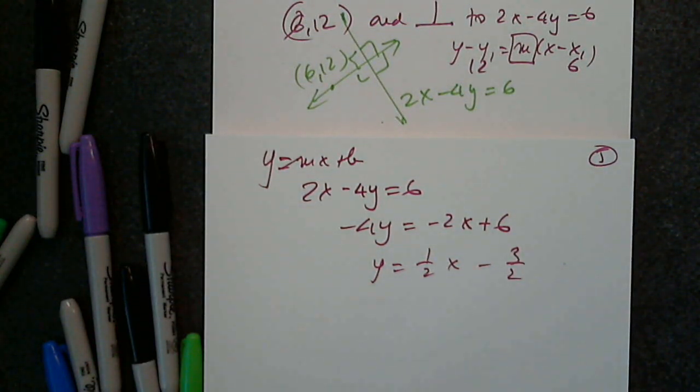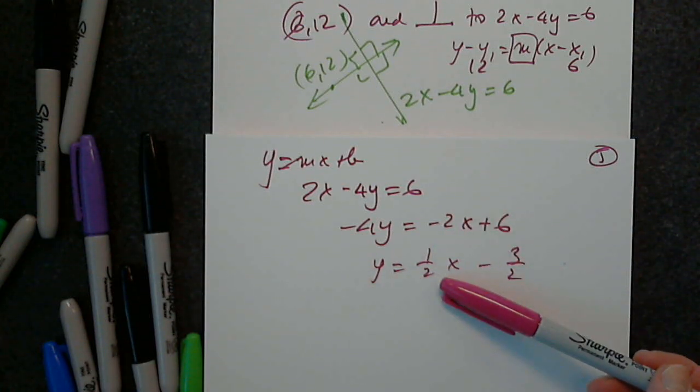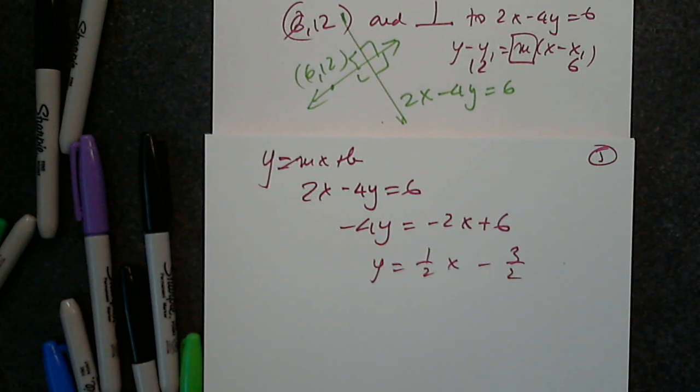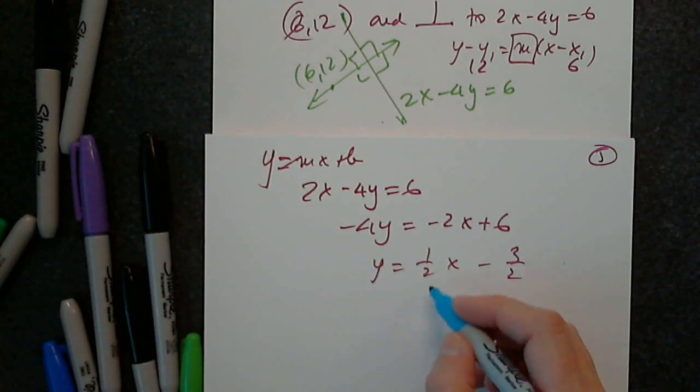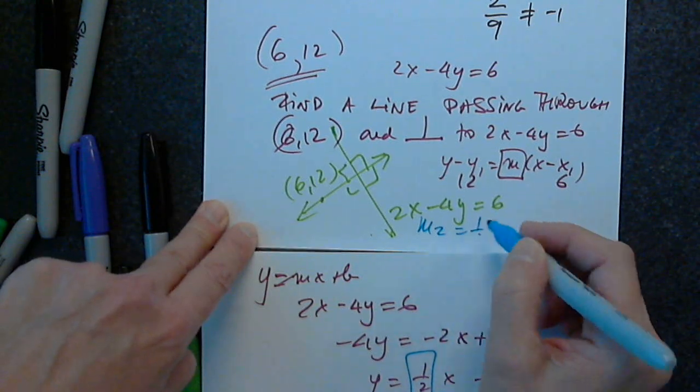This is what we just did a few minutes ago. What did we do? We moved 2x to the other side. We divided both sides by negative 4. Negative 4 divided by negative 4. Negative 2 divided by negative 4. And positive 6 divided by negative 4. So now we have the slope. What is the slope? Yes, the slope of the given line. This is m2 equals 1/2.